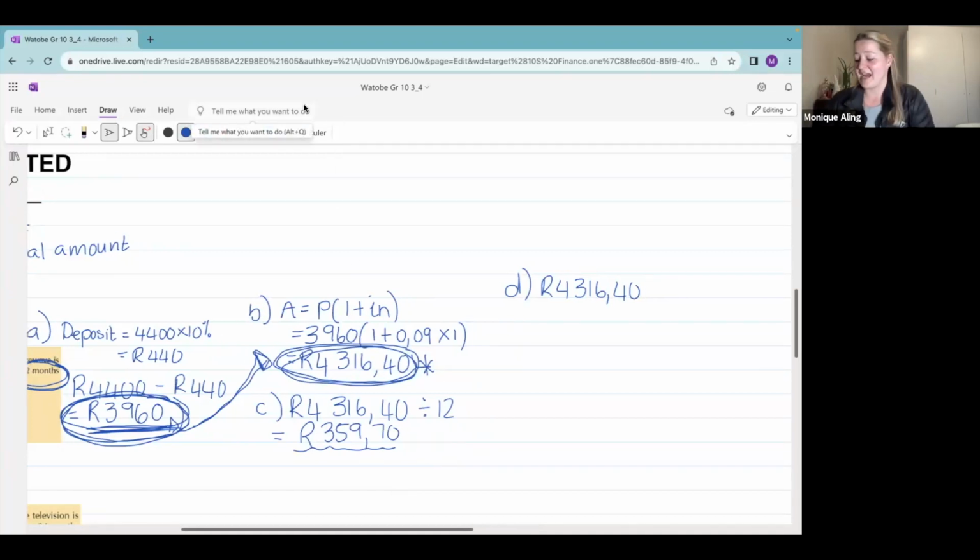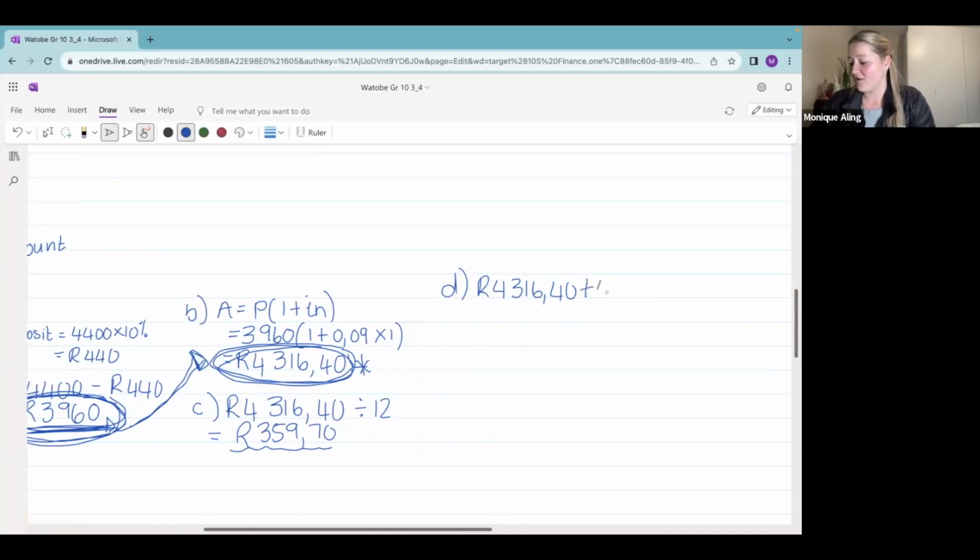No, she also paid a deposit right up front of 440 Rand. So we always tend to forget about the deposit because it happened right in the beginning, but she still paid 440 Rand. So then we take the amount that she is loaning, including the interest, and we get an answer of 4,756.40. So that's how much she ends up paying in total for this microwave.